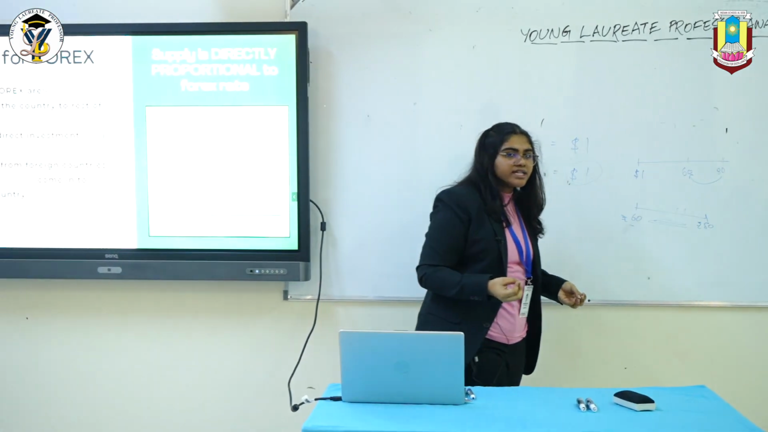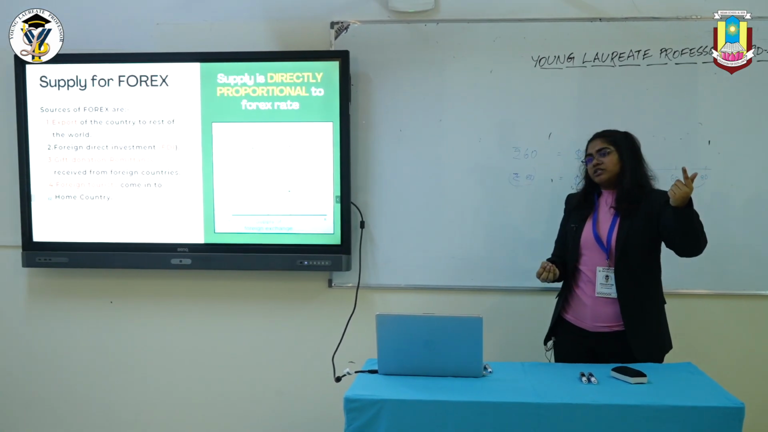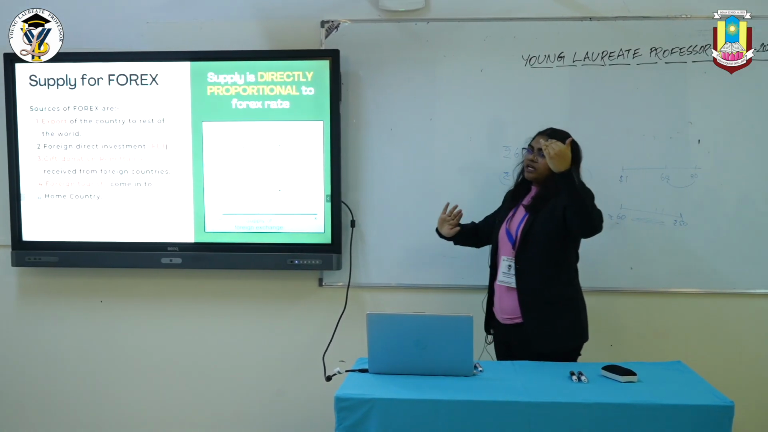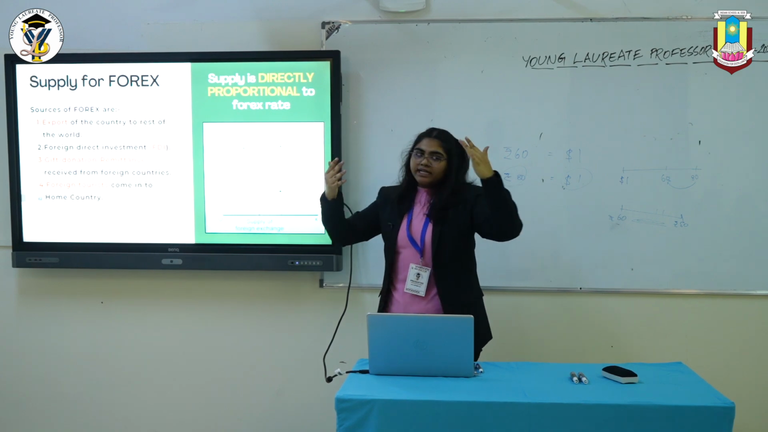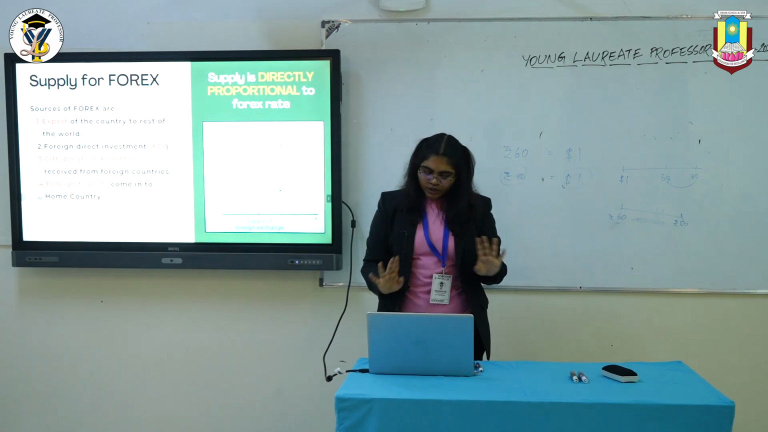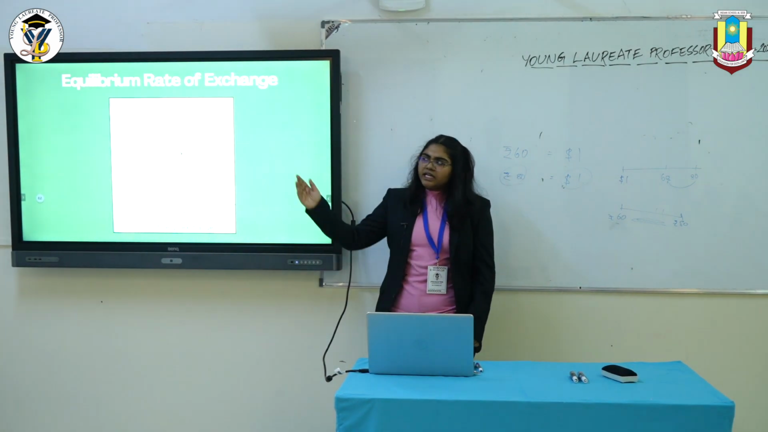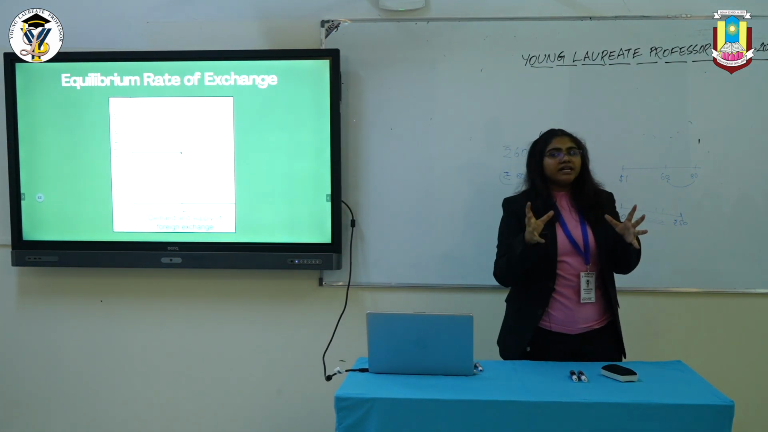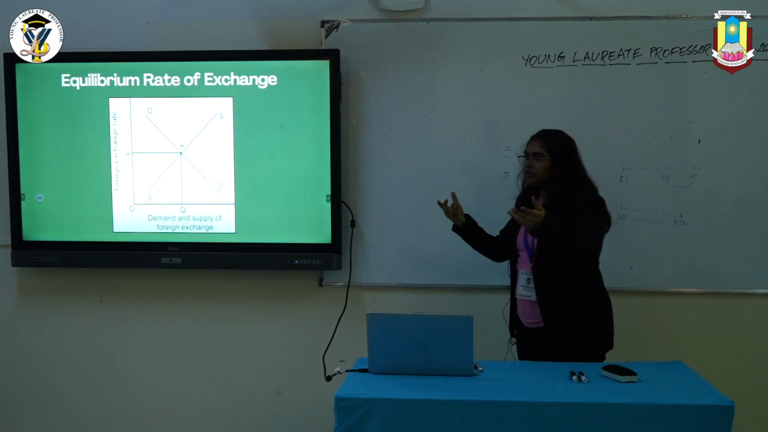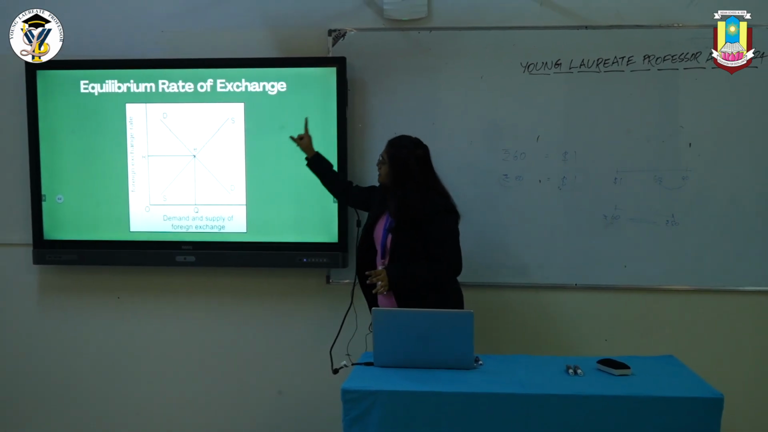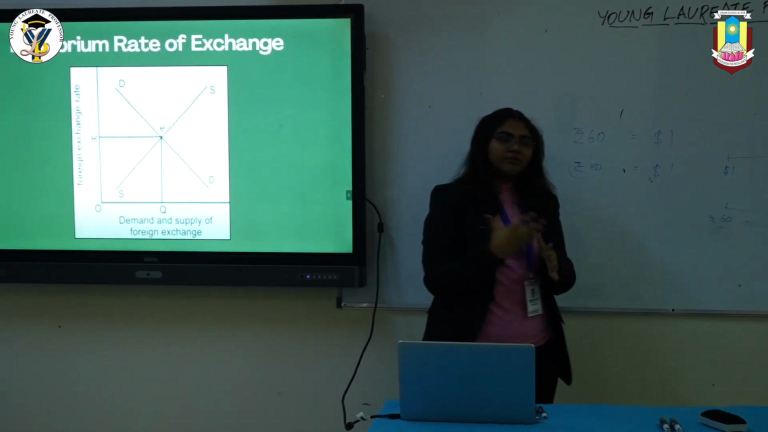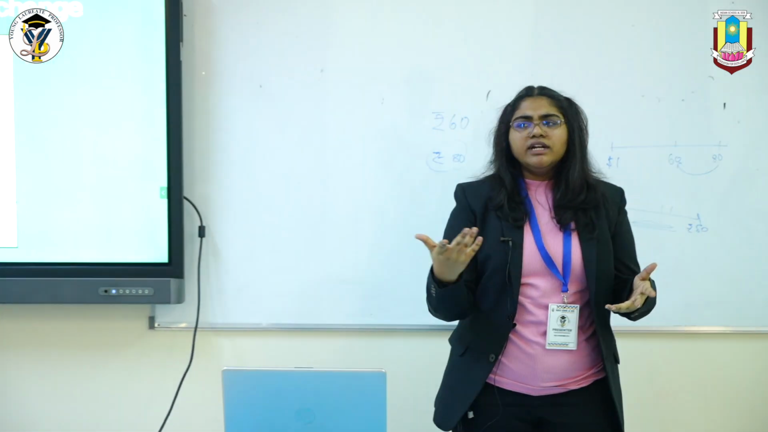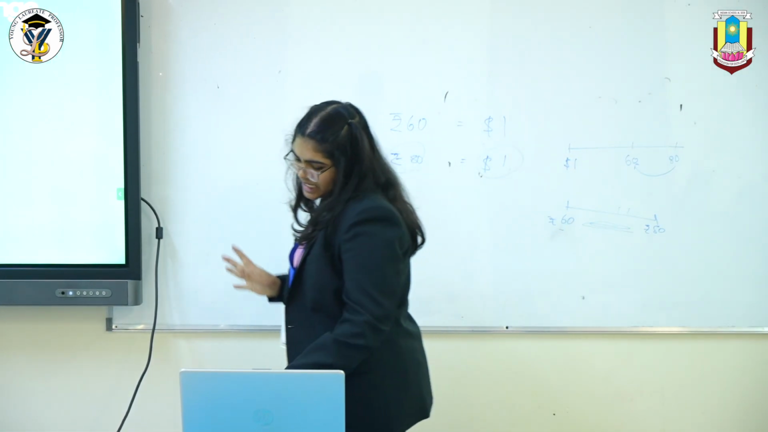Relationship of supply and forex rate, they are directly proportional. Supply increases, forex rate will also increase. Supply decreases, forex rate will also decrease. Equilibrium rate of exchange. We all know how an economy attains equilibrium, when demand is equal to supply. Same here. When demand and supply of foreign exchange meet or intersect, that is called the equilibrium rate of exchange. As simple as that.